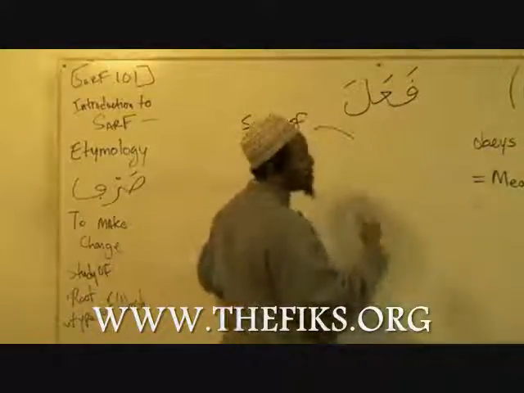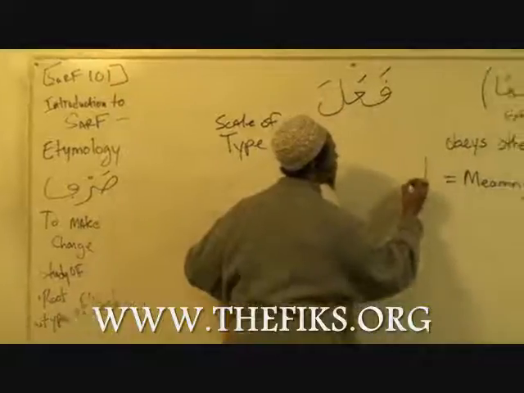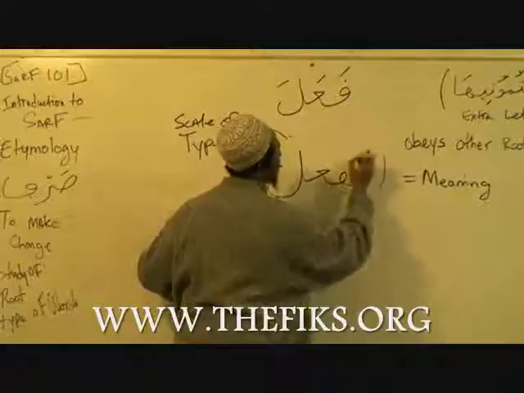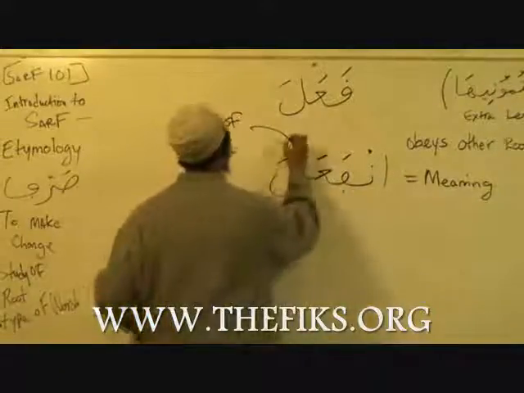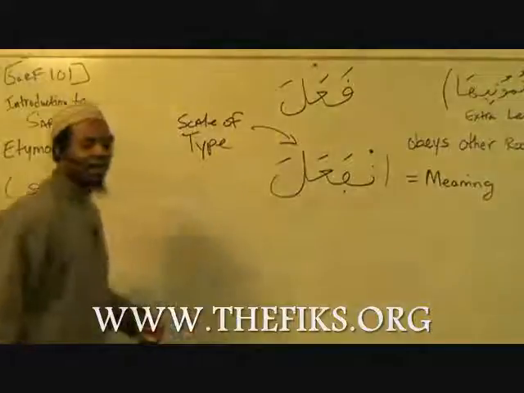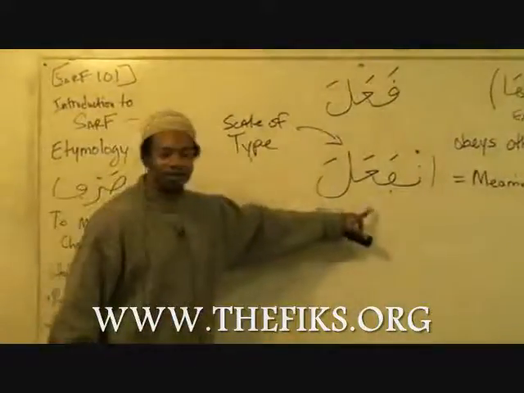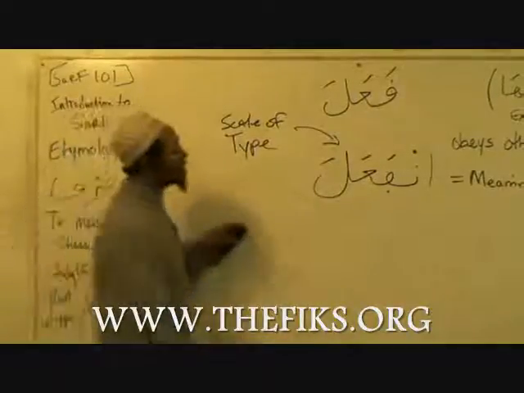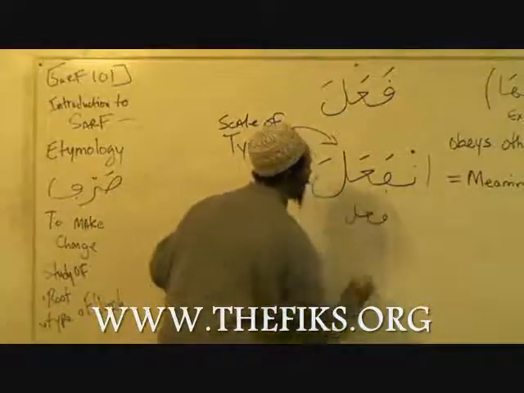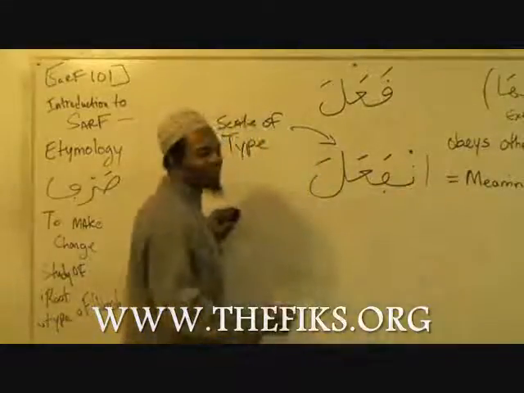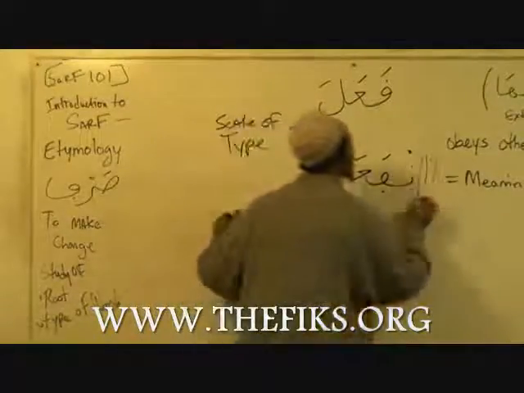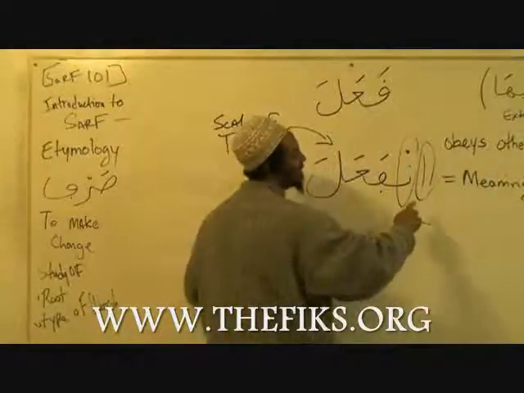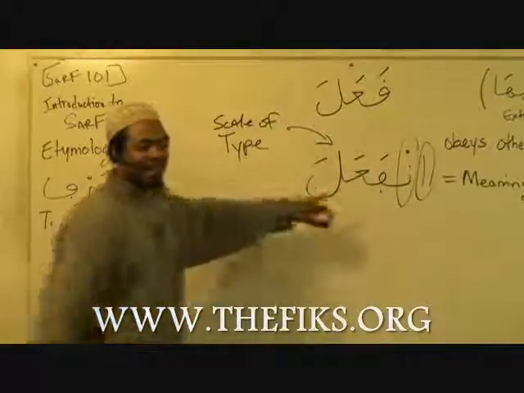Another scale that also obeys is infa'ala. Everybody say that. Infa'ala. What are the root letters? The root letters are fa'ala. Okay. What are the extra letters? Alif and nun, from sa'altumuha, okay? And the ha. So the root is like that, fa'ala. That's how we find the root.